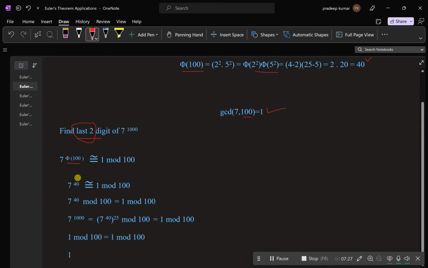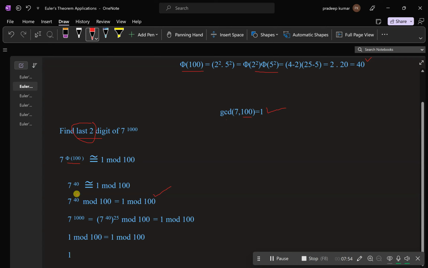So what I am doing again, I'm substituting here. So what is phi of 100? 40. So 7 to the power of 40 is congruent to 1 mod 100. If I take mod on both sides, 7 to the power of 40 mod 100 is equal to 1 mod 100. See, you might be thinking, why didn't we take 10 here? Can you pause and think? See, because we are finding the last 2 digits. If they would have asked the question like this, what is the last digit? Then instead of 100 we would have taken 10, isn't it?